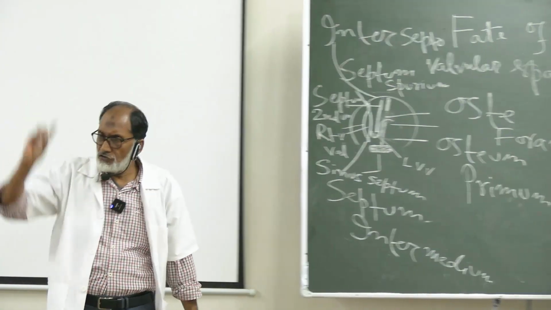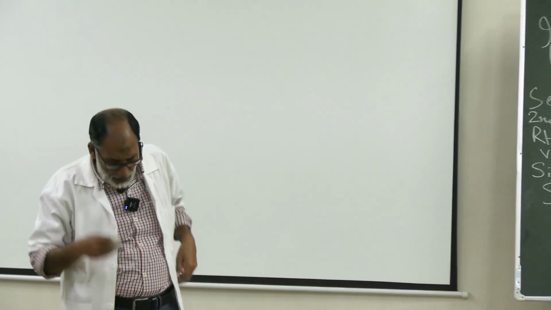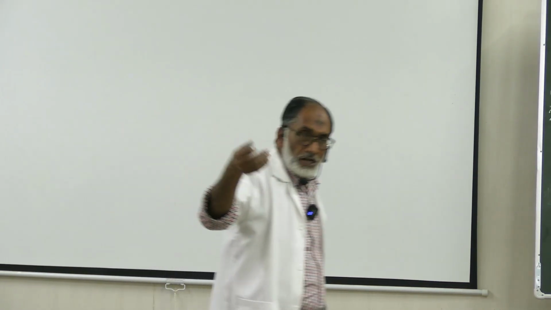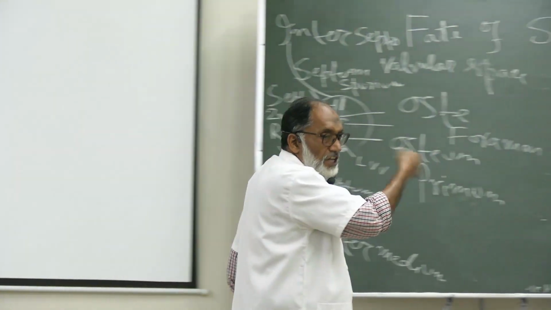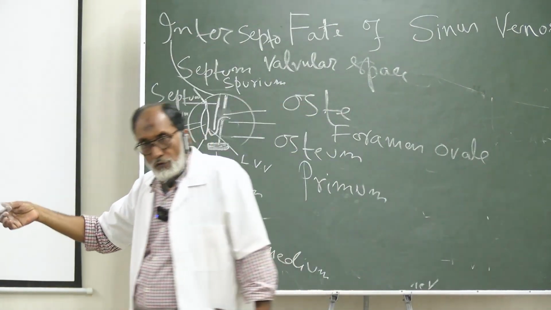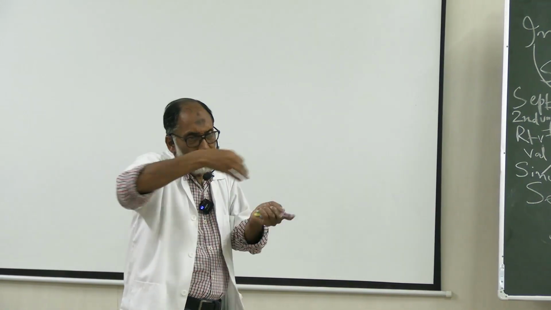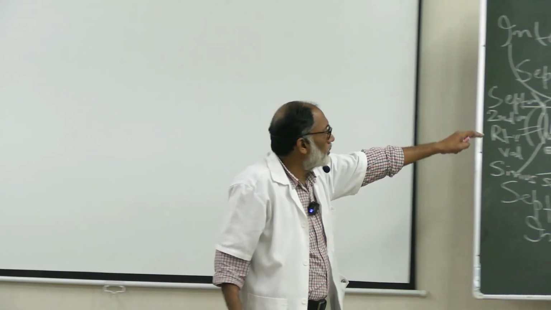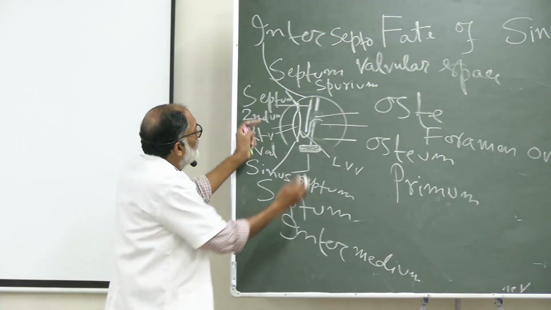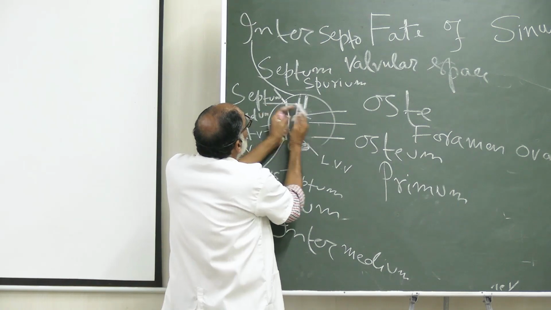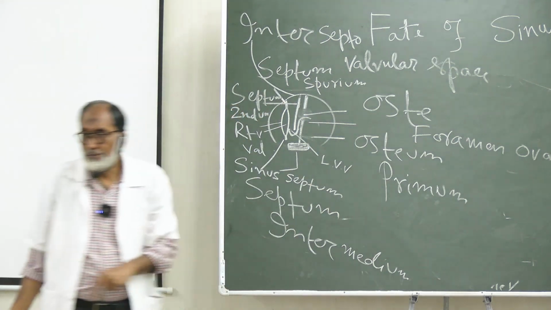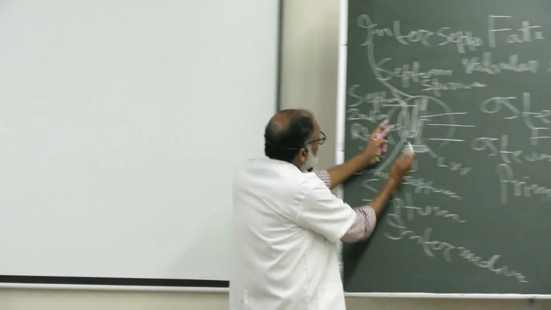equalization of pressure. When the lung starts functioning, blood comes from the lung to the left atrium through the pulmonary vein. Through the left pulmonary vein, blood will come on the left side of the atrium, and now the pressure will be equalized, and that will press the septum primum against the septum secundum, and this will be closed.